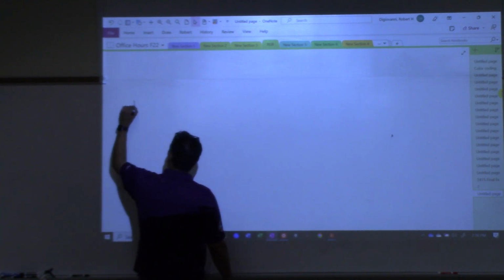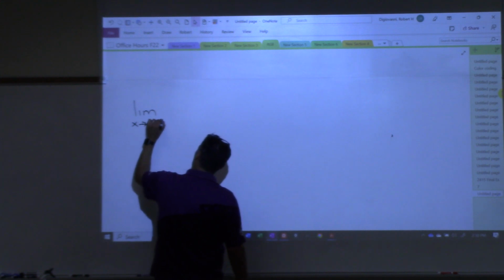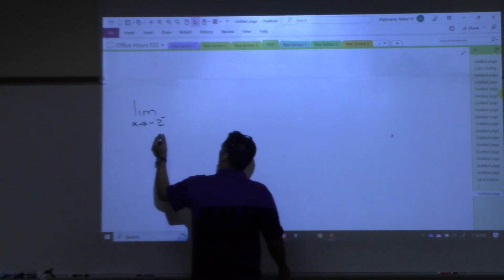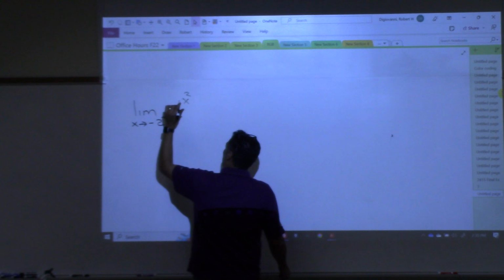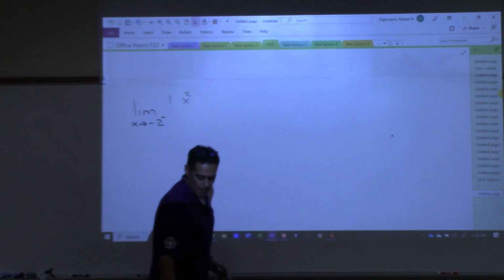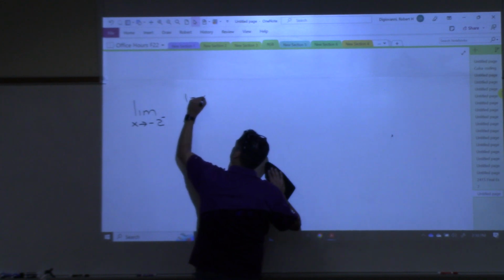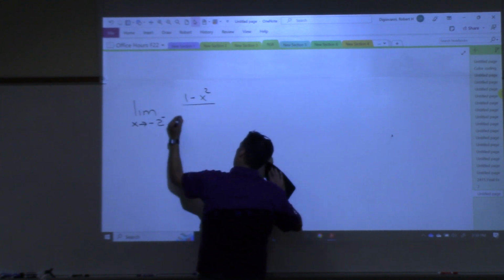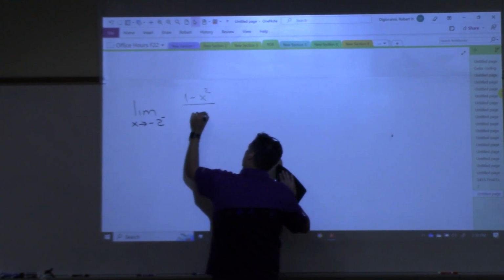So how about this one? Limit as x approaches -2 from the left of... how about (1 minus x squared) over (x plus 2)?